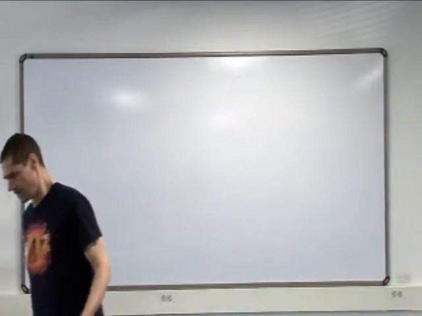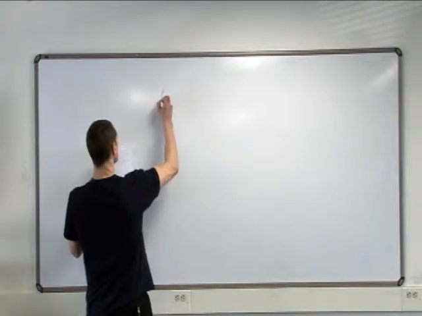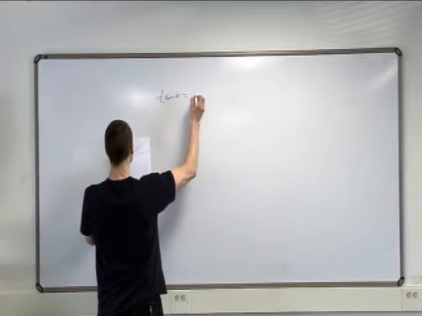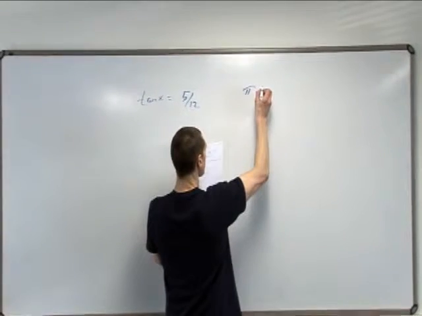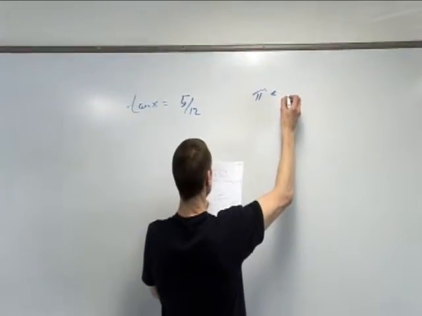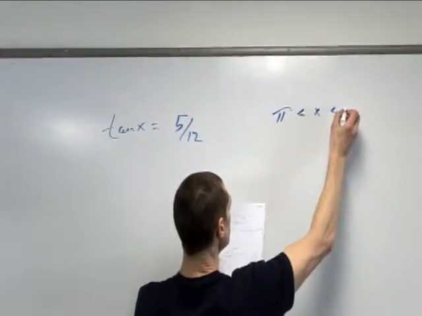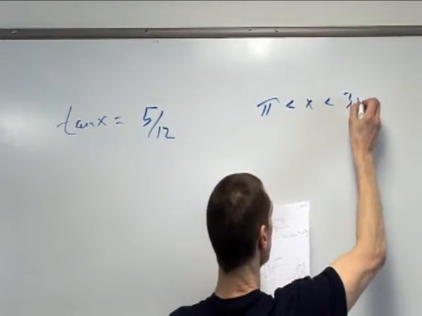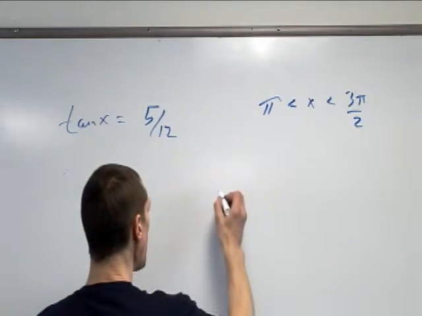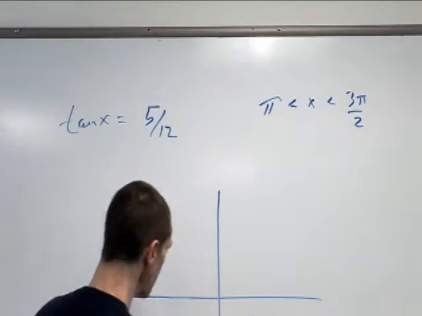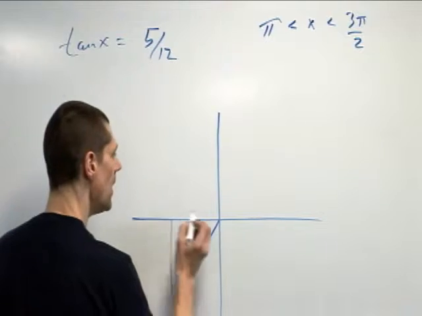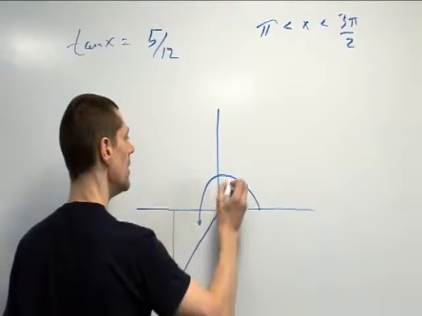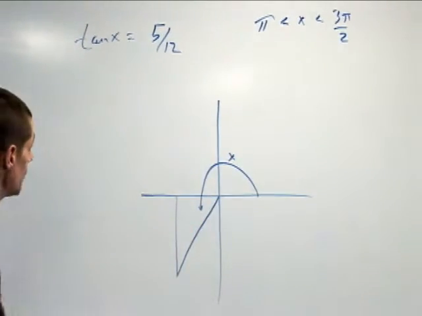Okay, so we are given that tangent of some angle x is equal to 5/12, and we're in the third quadrant. That is that this angle x is between pi and 3 pi over 2. So we need to draw a picture. And we're in the third quadrant, which is right here, so I'm just going to draw this generic picture here. And here's our angle x. And this is the picture we're going to use.